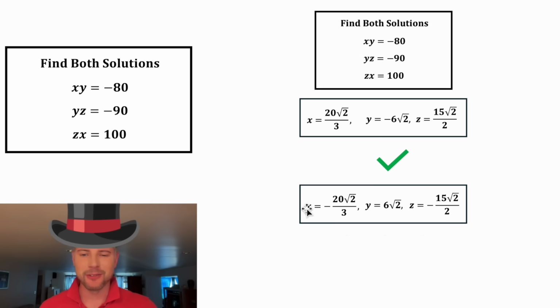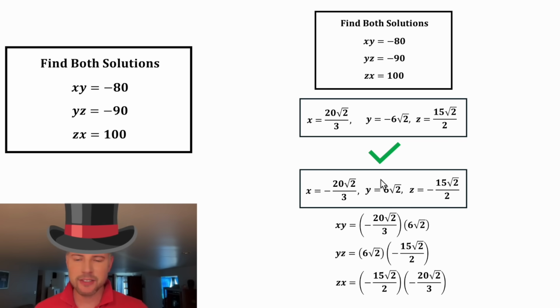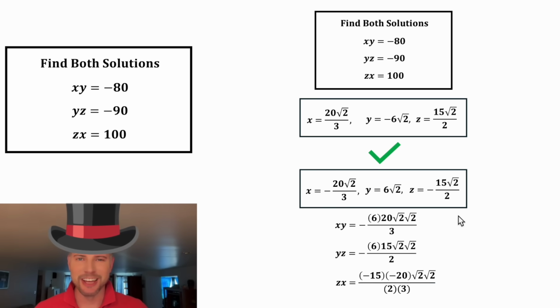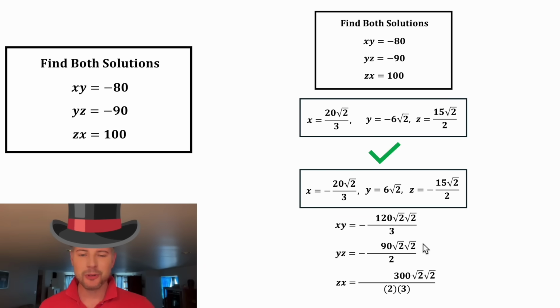Now let's try the second one. xy will be this times this, yz will be this times this, and zx will be this times this. We can do the same animation where we move everything together. 6 times 20 is equal to 120. 6 times 15 is 90. And negative 15 times negative 20 is 300. And then for the root 2 times root 2, each of these will be equal to 2.